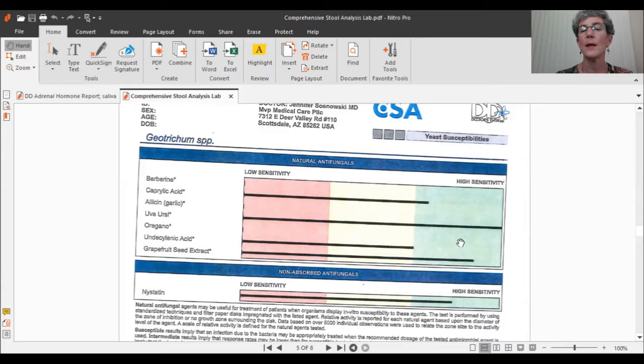In this case, anything that hits the green is something that we could use. So we could use grapefruit seed extract, we could use the uva ursi, which is otherwise called bearberry, and caprylic acid. Any 2 of these 3 would be great. And in this case, I chose grapefruit seed extract and caprylic acid.